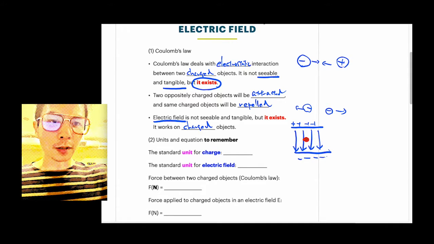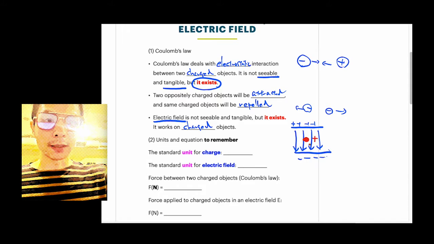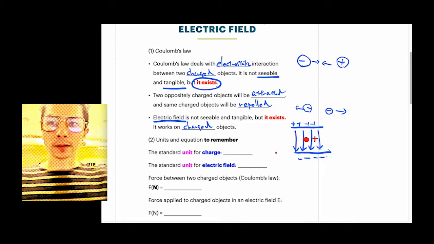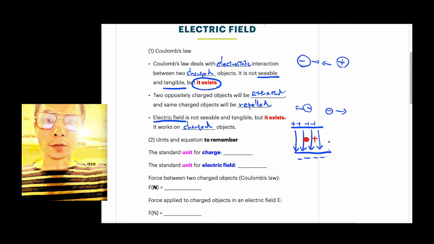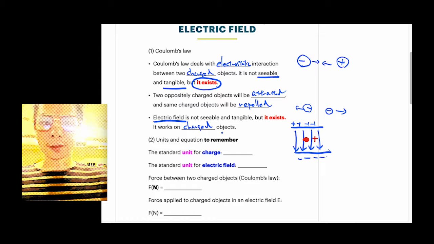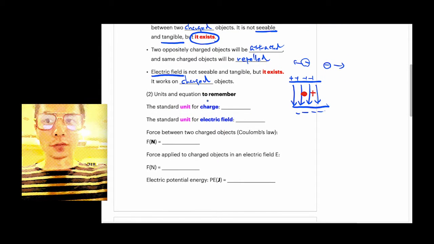And when you have some object, let's say this is positively charged, it is going towards the negatively charged plane, just because a positive object is attracted to the negative one. This is the force that the charged object can feel in the electric field. Now again, there are several equations and units that you have to remember. Now let's go with the second part.